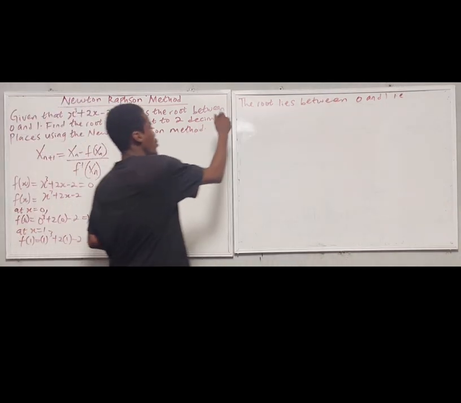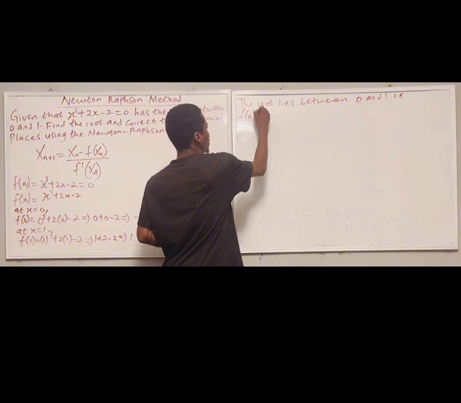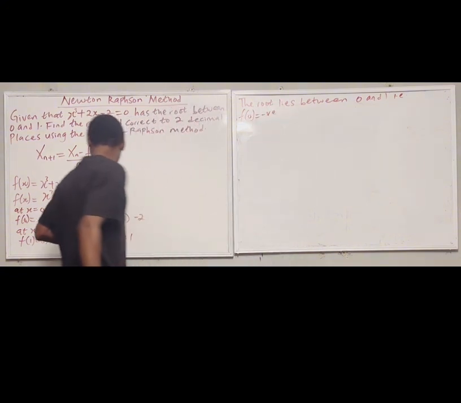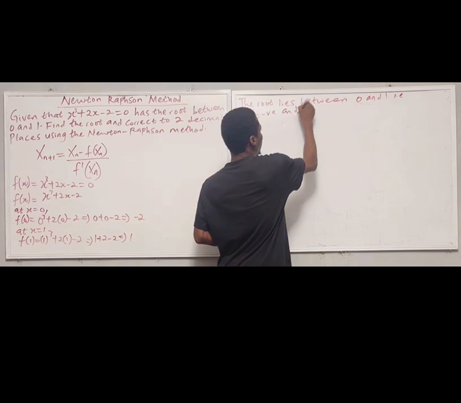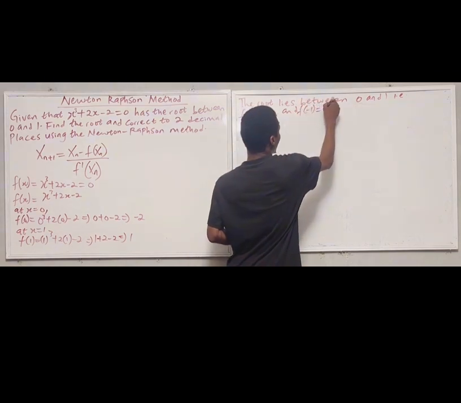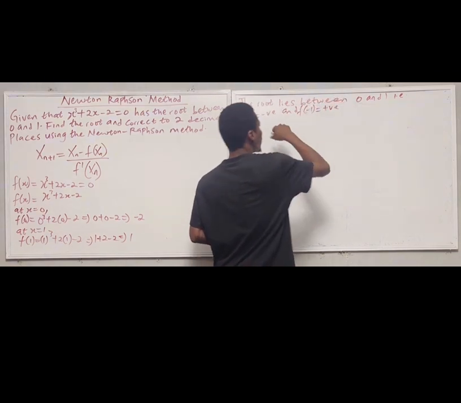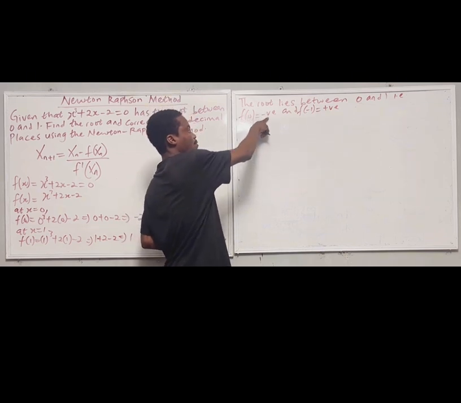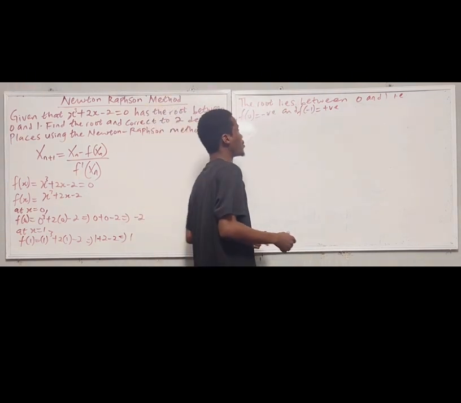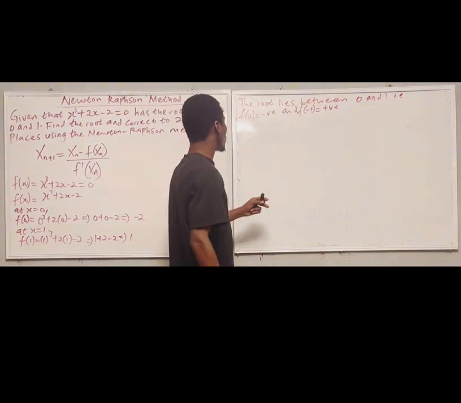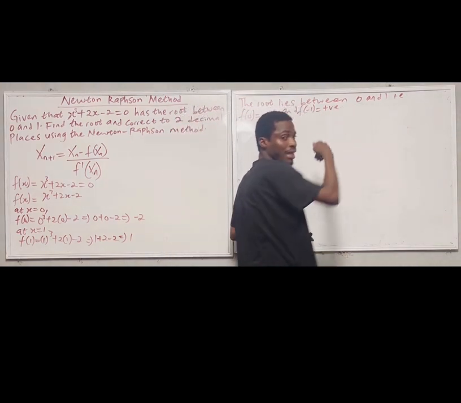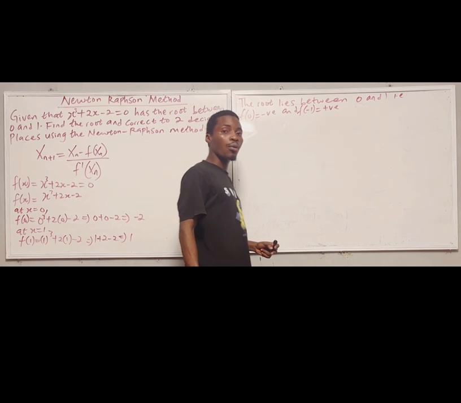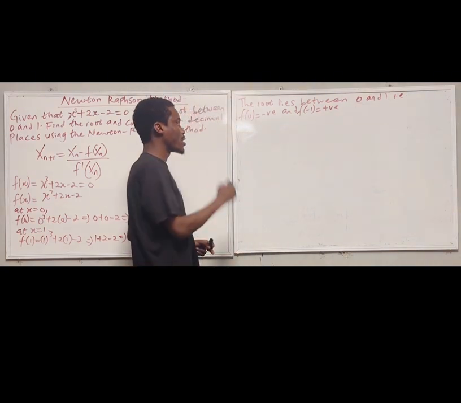F of 0, I have negative. And when I test for f of 1, I have positive. So when I test for f of 0, I have negative, and I test for f of 1, I have positive. So what gives me negative and positive will be my root that lies between each other, which is 0 and 1.